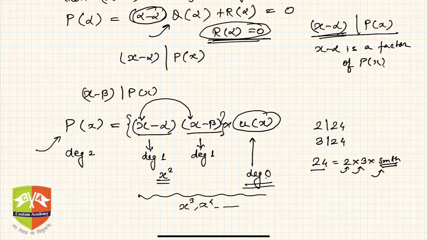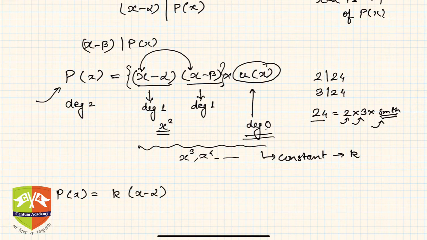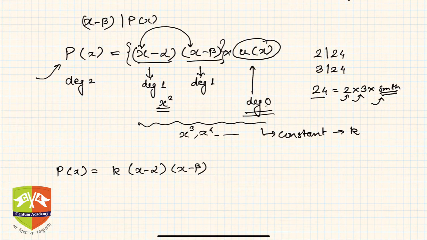A degree 0 term means it is a constant term, let us say k. So what do I get? I get p(x) equals k times x minus alpha times x minus beta. So if you know the two zeros of the polynomial, you know the polynomial. How? Take any constant k and then do this calculation, x minus alpha, x minus beta.